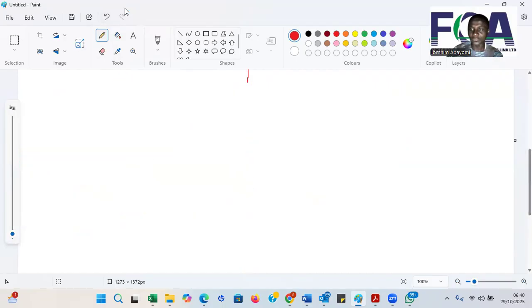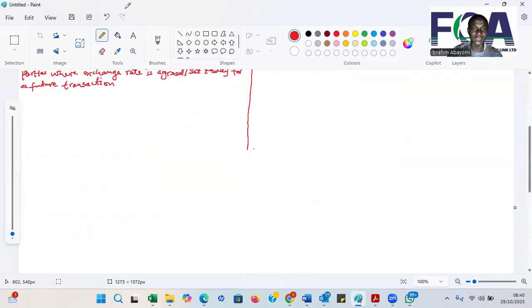Now, let's look at the advantages of forward contracts.